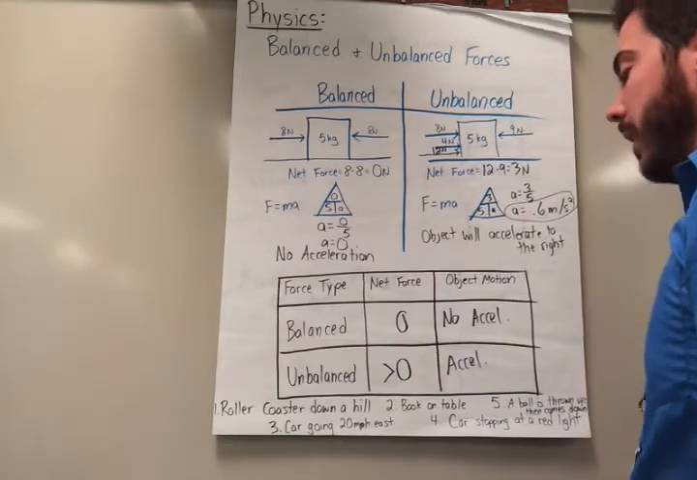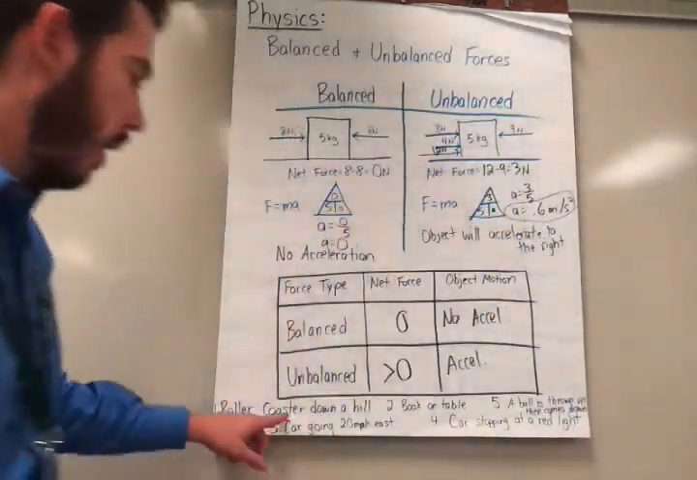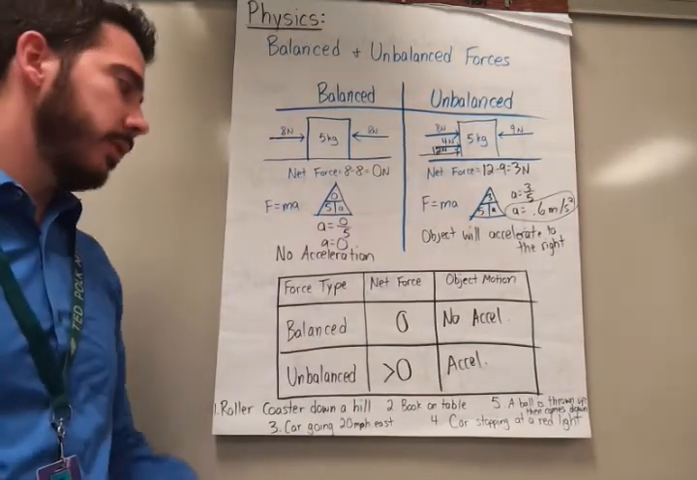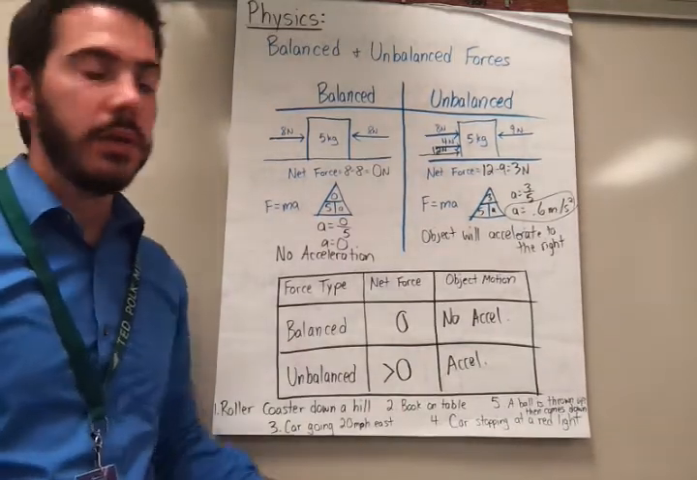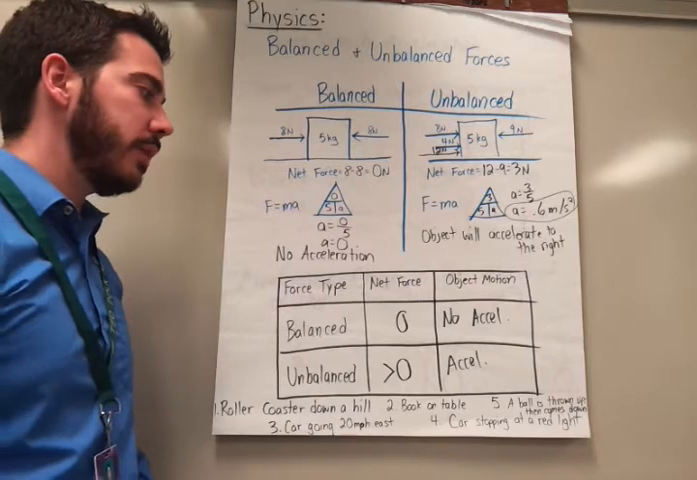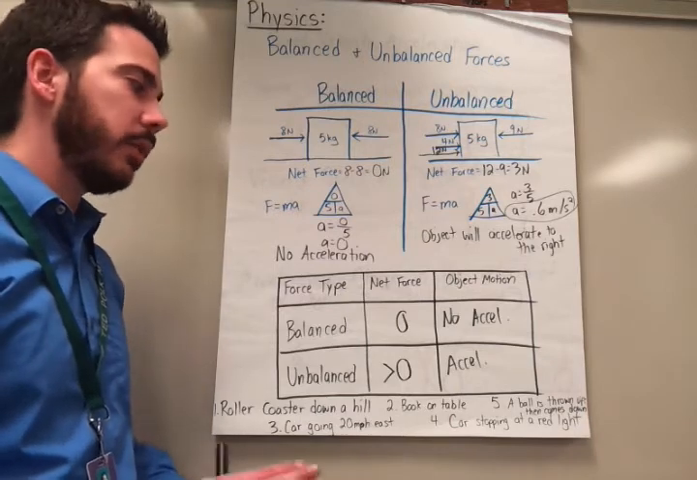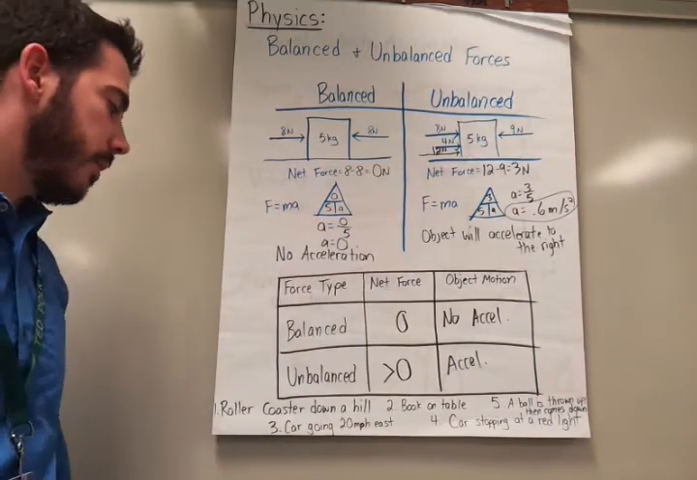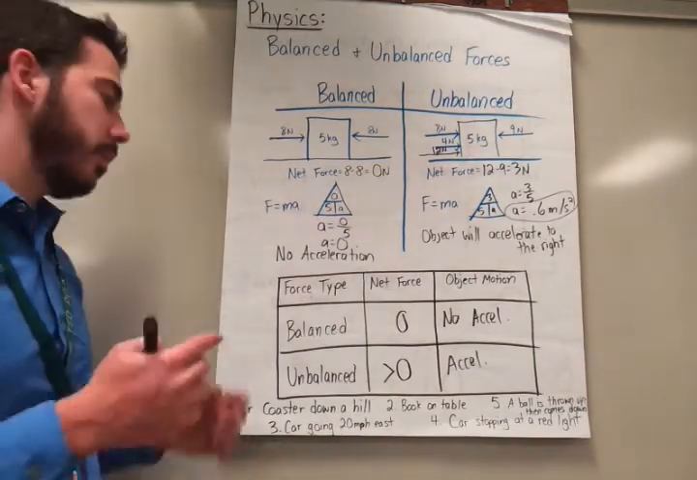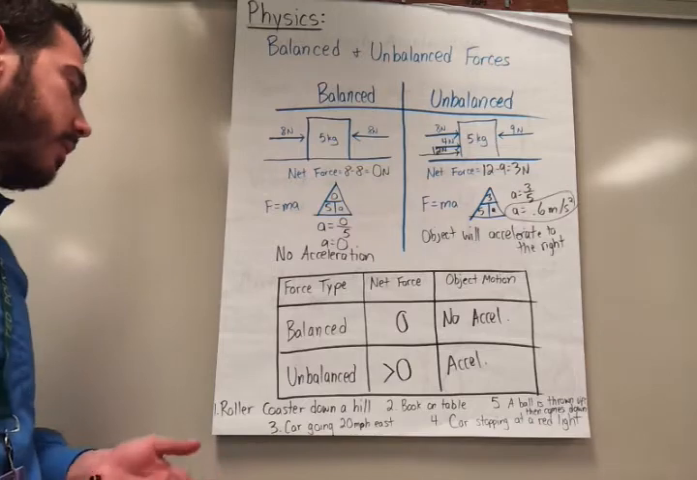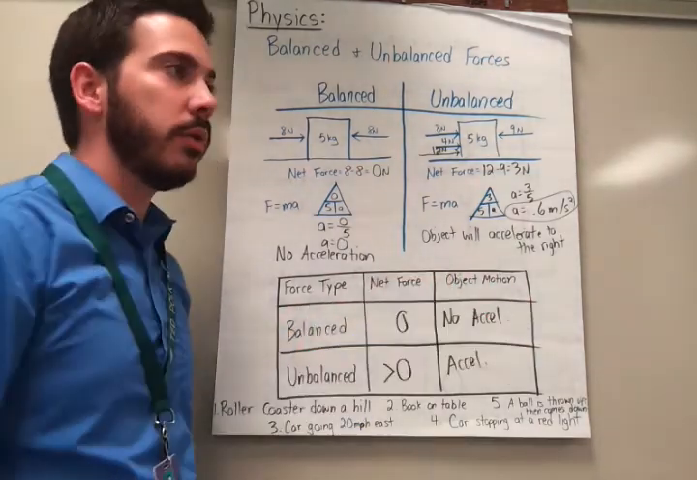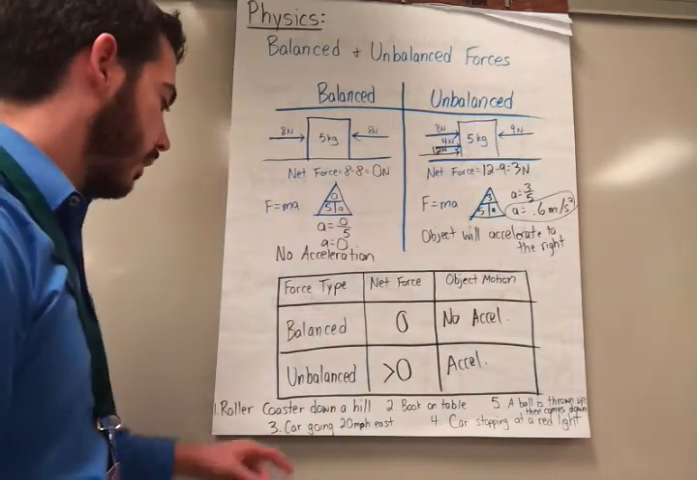Roller coaster going down a hill. We know the forces are unbalanced because it's going to be speeding up. Book on a table. The forces are going to be balanced because it's not changing its motion. It's not accelerating. It's not speeding up, slowing down, or changing direction. Number 3, car going 20 miles per hour east. Doesn't say it's changing, so we're not speeding up, we're not slowing down, and we're not changing our direction. It's just going in one direction, constant motion. So this would be balanced.